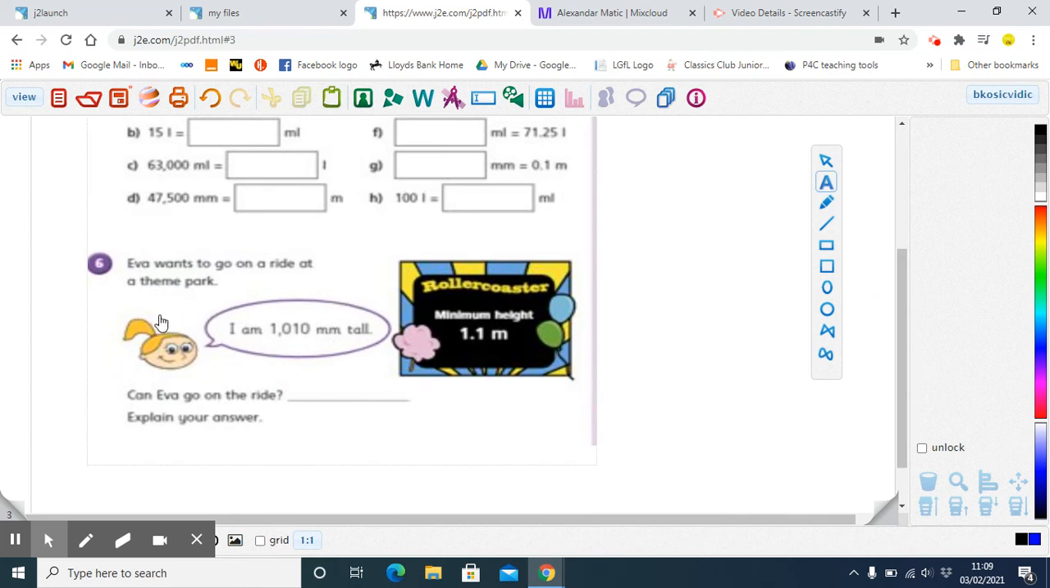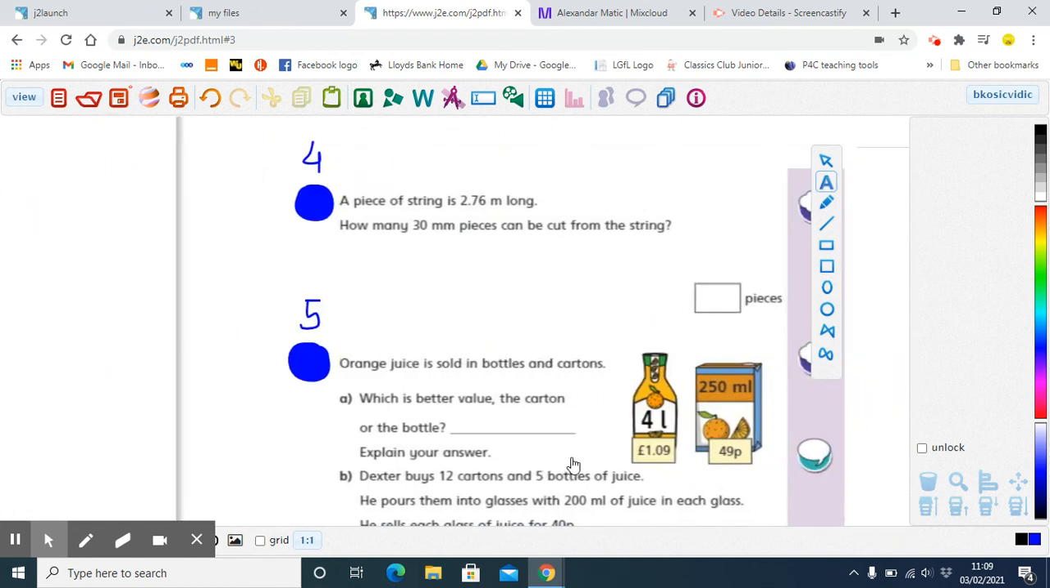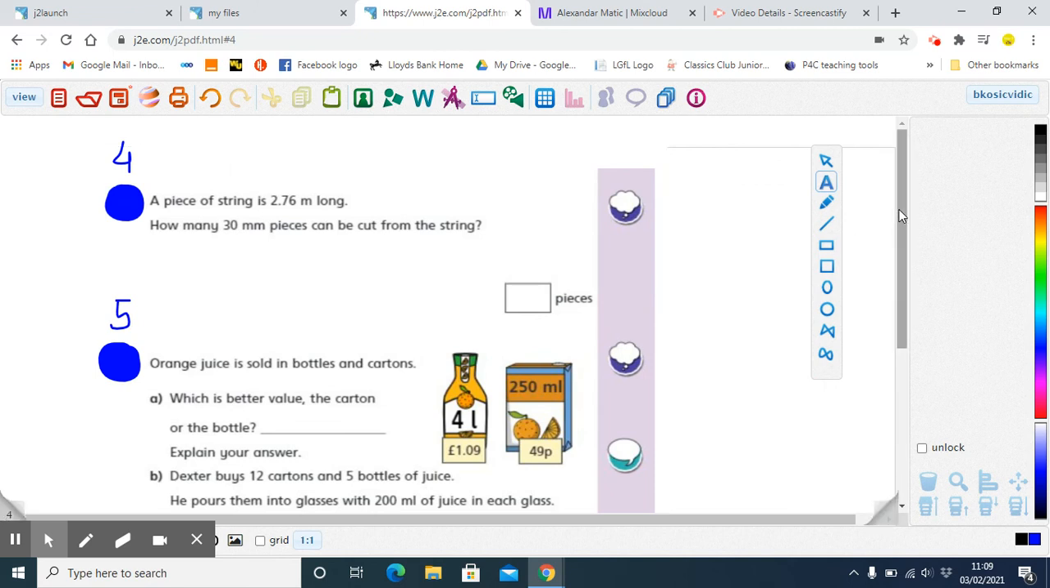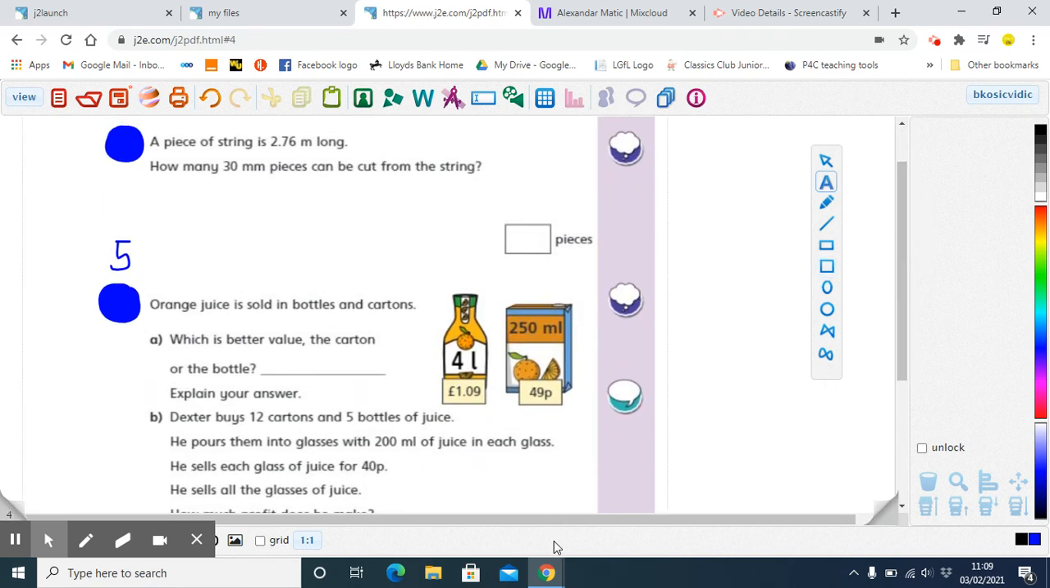Now, in this question, there is a little bit of problem solving. So you are going to look at this girl's statement, and in this statement she says that she is 1010 millimeters tall. So once you converted that into your meters, you will know the answer to the question. In the next set of questions, you also have some problem solving and reasoning. So please, you can now have a go at them.